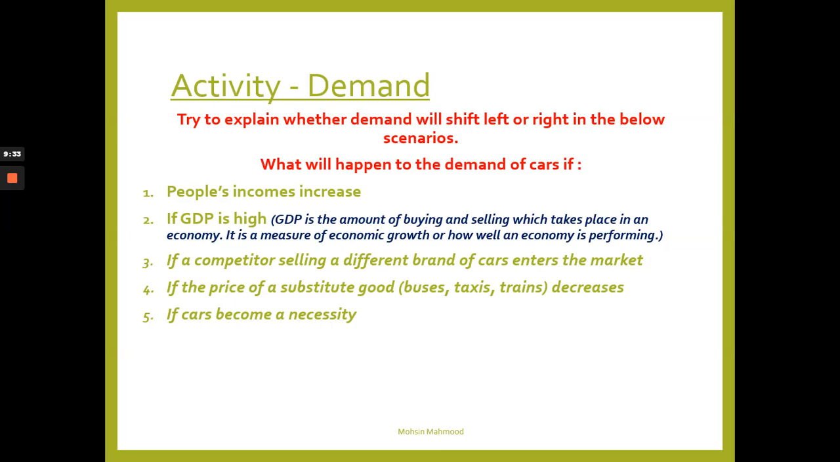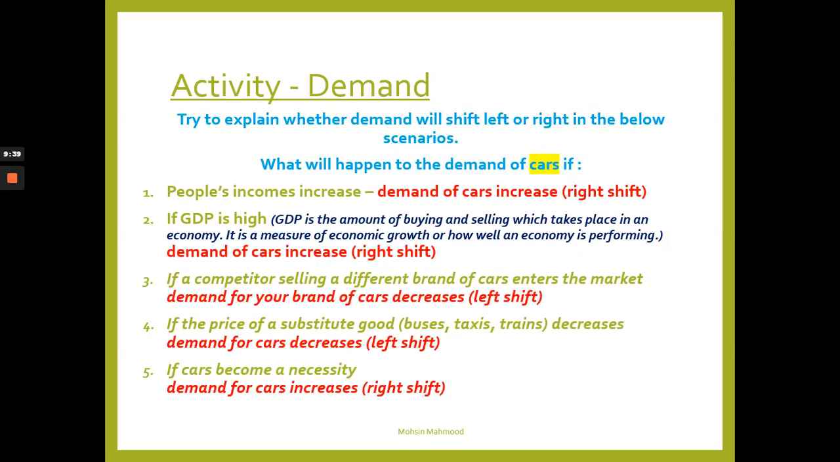You should have had a go at that. I'm now going to go to the next slide, which will reveal the answers. If people's incomes increase, demand of cars will increase as well. There should be a rightward shift. If people have more money, more income, higher salaries, higher wages, they should be able to afford car travel, private travel. They should make that switch generally from using public transport to using private transport.